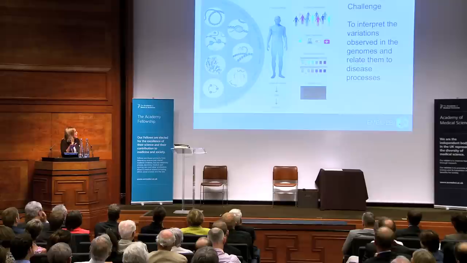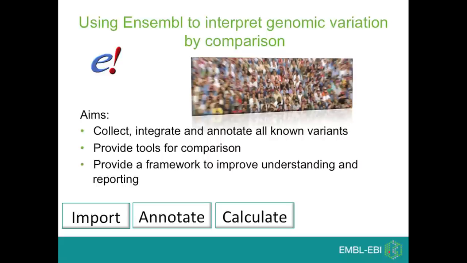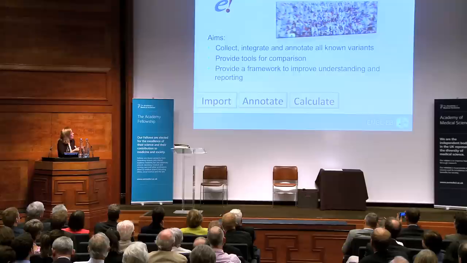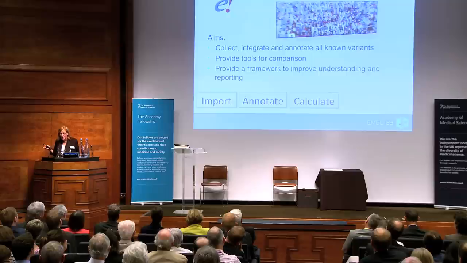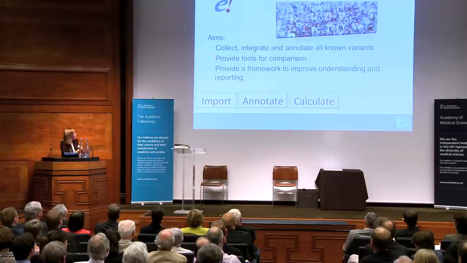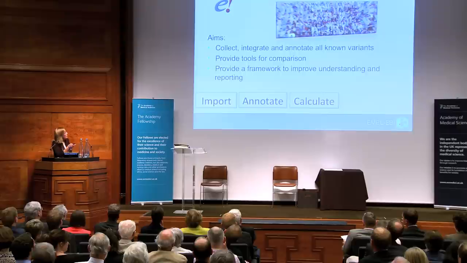And so at EBI, one of our projects is Ensembl, and this is used to interpret genome variation by comparison. What you need to do when you're trying to do this at scale is to import, collect, integrate, and annotate all known variants. This is the basis that everybody needs in order to interpret variants, so that when new variants are seen, you can compare them with what's already known. You need tools for comparison, and you need to provide a framework to improve the understanding and reporting. So this is all part of the Ensembl data resource at EBI.